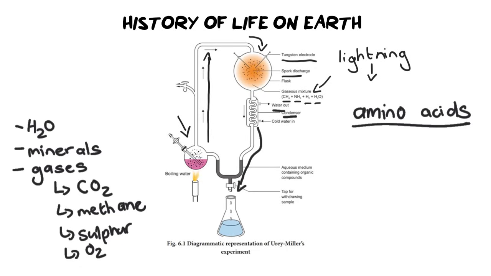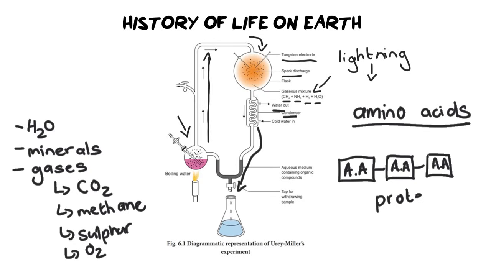Now, this is very important because what that means is when you have an amino acid, you have the first building block for a protein. If you can get these amino acids to join together in a really long chain, you form a protein. And if you can get many proteins to form together, you can produce a whole structure and then a whole organism.